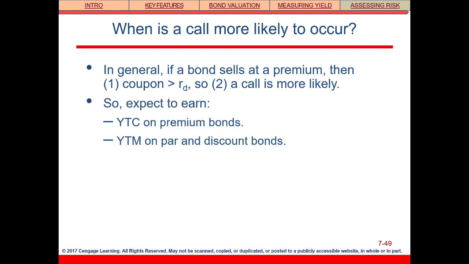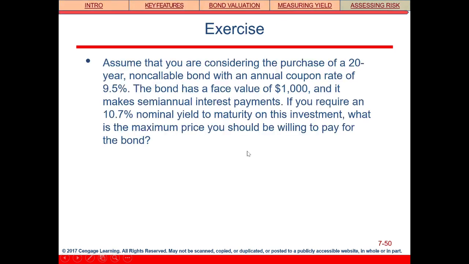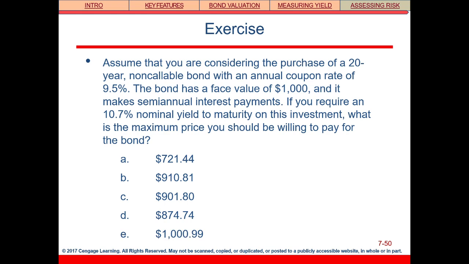So expect to earn a yield to call on the premium bond when the price is higher than the par value, and yield to maturity on the par and discount bonds. So here's an exercise question. Assume that you are considering the purchase of a 20-year non-callable bond with an annual coupon rate of 9.5%. The bond has a face value of $1,000 and it makes semi-annual interest payments. If you require 10.7% nominal yield to maturity on this investment, what is the maximum price you should be willing to pay for this bond?